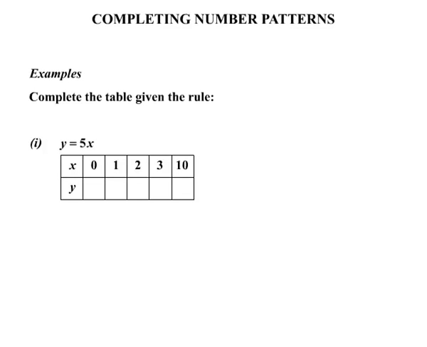In this lesson, we are looking at completing number patterns. Let's look at some examples. We're asked to complete the table given the rule. In our first table there we have x and y values, and we need to complete the y values. The rule is y equals 5x. So there's our rule, y equals 5x, which means y equals 5 times x.